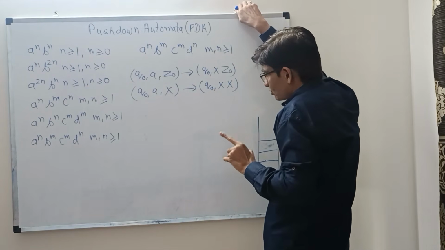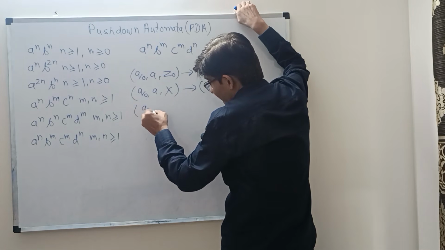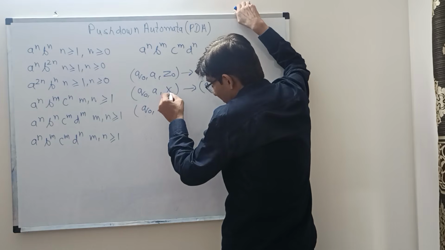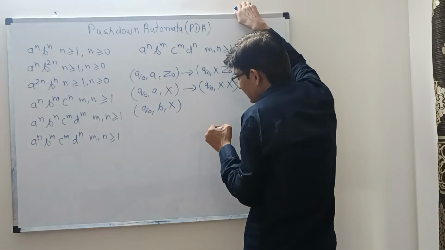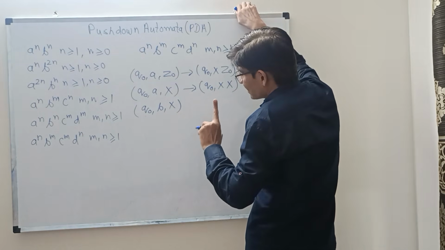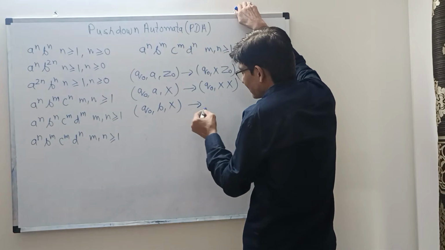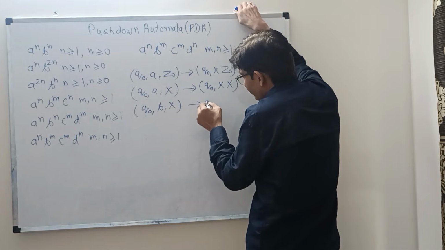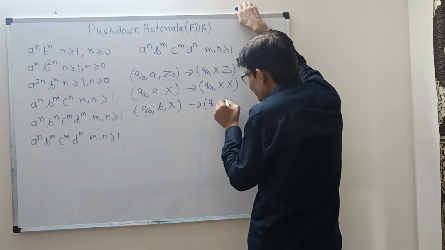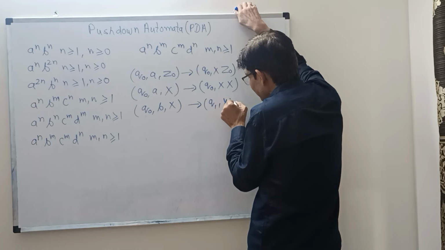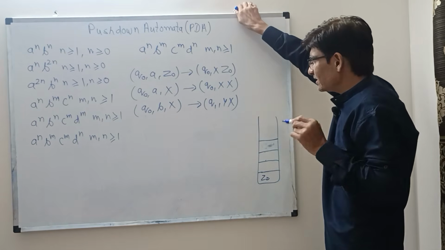Now on Q0 we will read the first B, and X must be the stack top for a valid string. So when we are reading B, according to our logic we will start pushing Y into the stack. So I will change my state to Q1 and I will push one Y into the stack. This is how I can represent this particular transition.